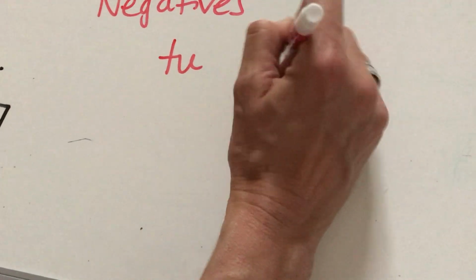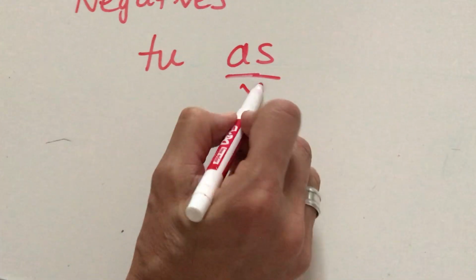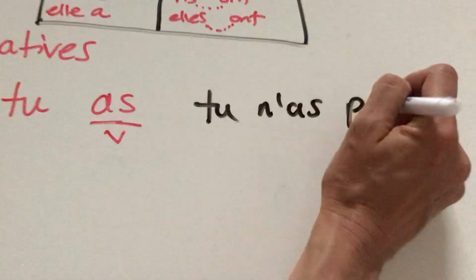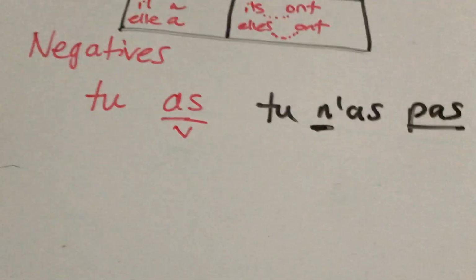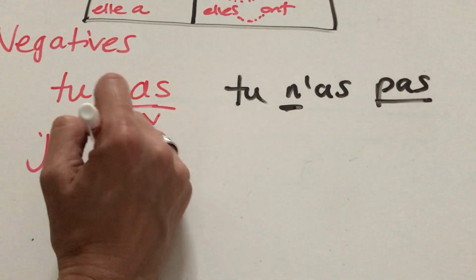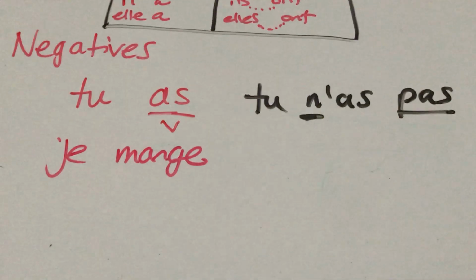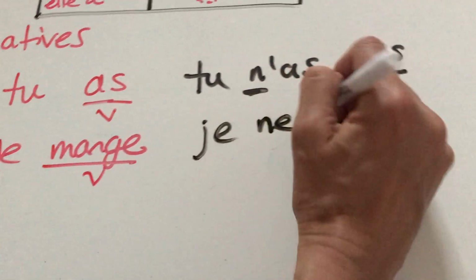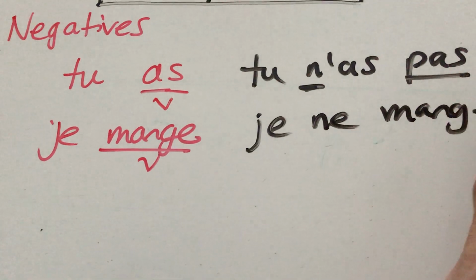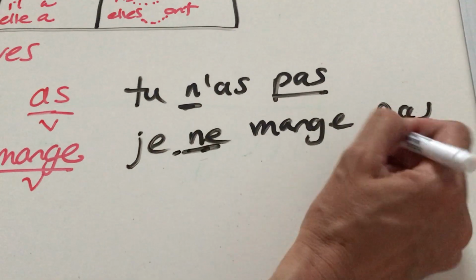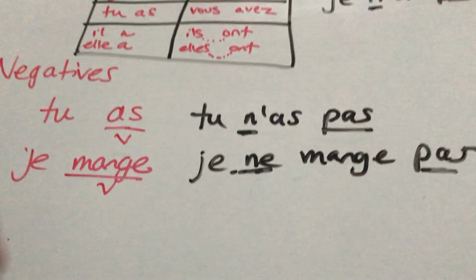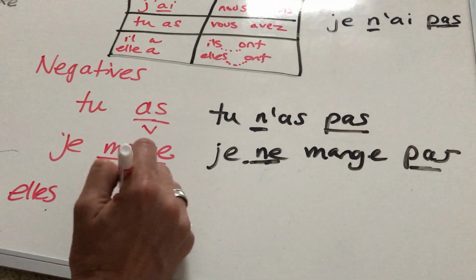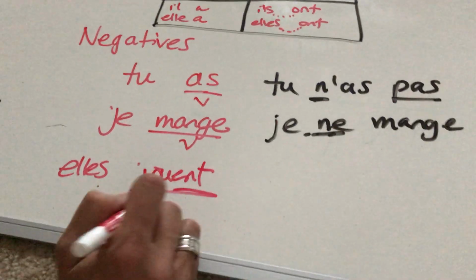If you had a tu a, we're going to identify what the verb is, and then we're going to make it tu n'as pas. We're hugging with ne and pas. If we had je mange, I'm eating, that's our verb, and we have to make sure that we're hugging. Je ne mange pas. Hugging right there. Lastly, let's do an elles joue. They play. There's my verb.